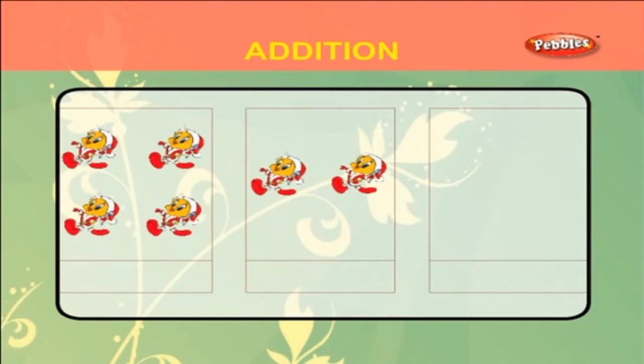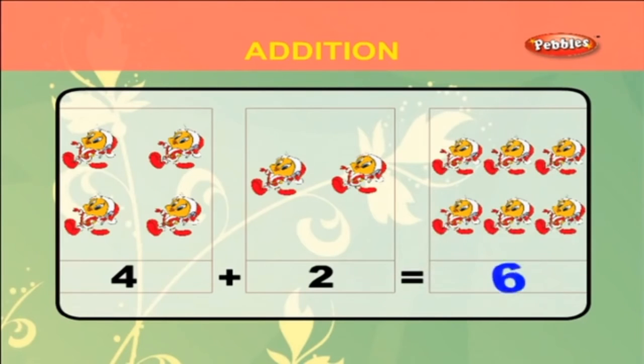Take the next example. There are 1, 2, 3, 4 Tweety birds in the first box and 1, 2 Tweety birds in the second box. 4 plus 2 is equal to 6.